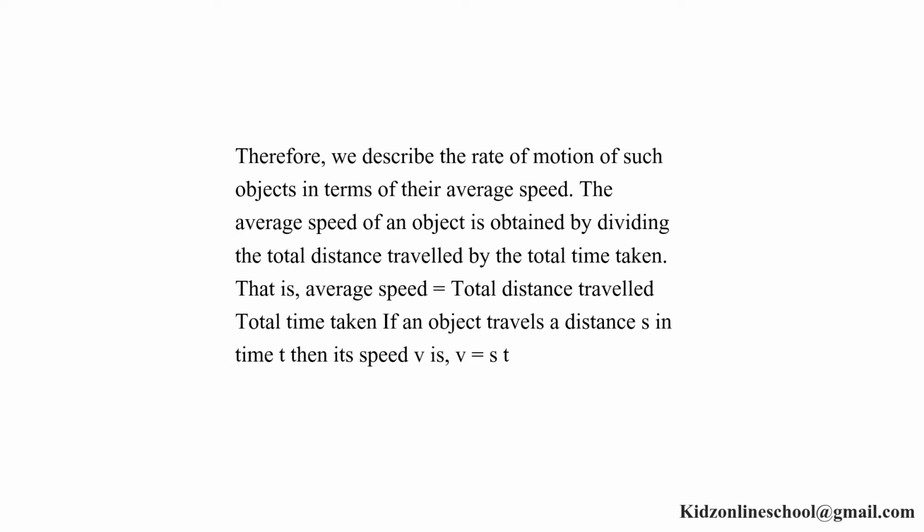The average speed of an object is obtained by dividing the total distance traveled by the total time taken. That is, average speed is equal to total distance traveled divided by total time taken. If an object travels a distance s in time t, then its speed v is equal to s/t.